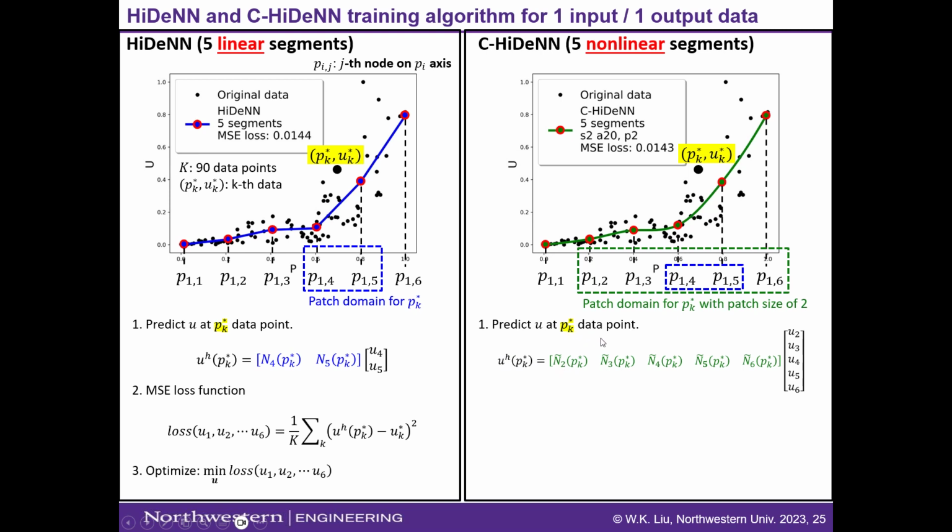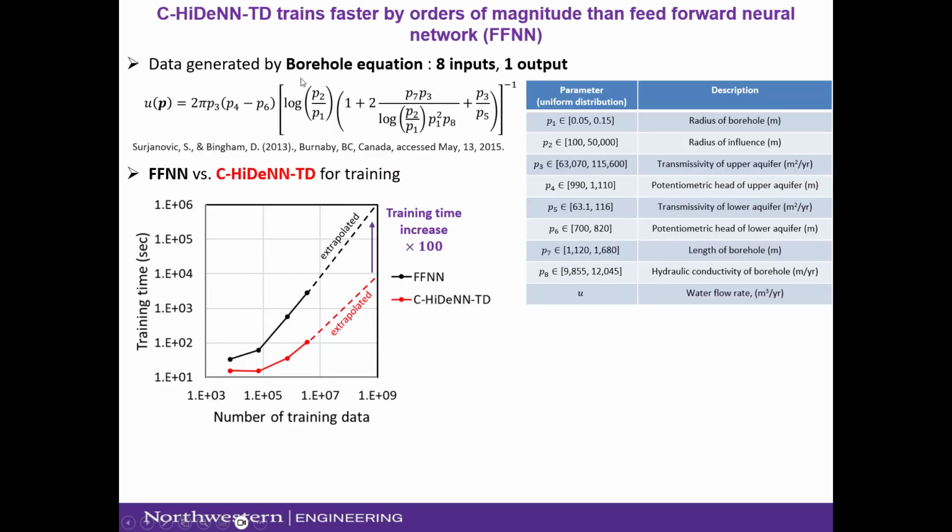our interpolation at each data point has wider shape functions. So now we have N tilde from 2 to 6. We have 5 shape function values and the corresponding 5 nodal variables. And we do the same thing, construct the loss function and solve it. This is a benchmark problem widely used in the machine learning community called the Borehole equation. It has 8 inputs and 1 output. And these are the descriptions for those variables.